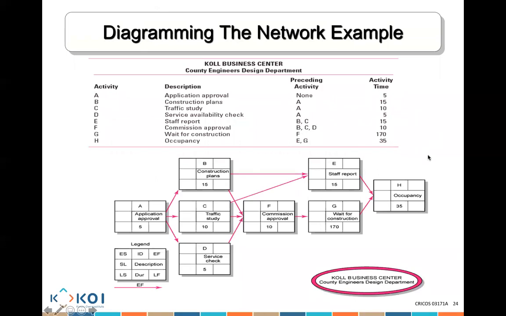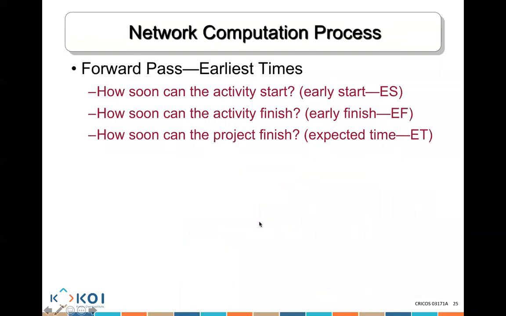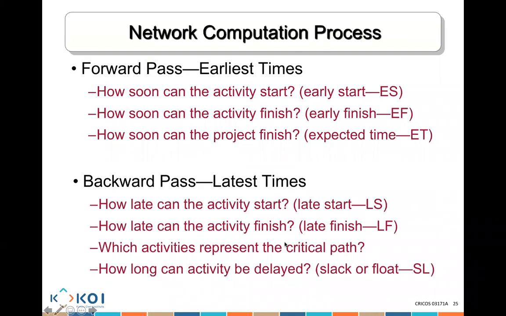There's another thing to bear in mind. There's what we call latest start and latest finish. So what is that? Latest start is how late the activity can start, and latest finish is how late the activity can finish. And which activities represent the critical path is something we need to bear in mind. These are the activities that cannot be delayed. And how long can an activity be delayed for is what we call slack or float, that I'll show you very shortly.